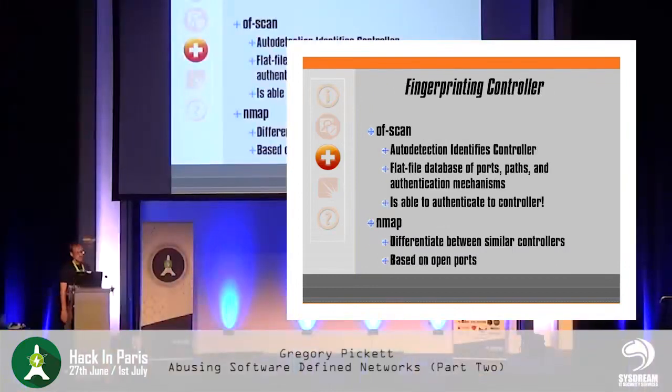All right, so fingerprinting controller, OFScan does that very nicely. It's pretty straightforward there as well. Flat file database supports paths and authentication mechanisms. It's actually able to authenticate to the controller. If there is a token, it's able to grab that token and use that for all subsequent messages that it sends to the proxy, so you don't have to do that.